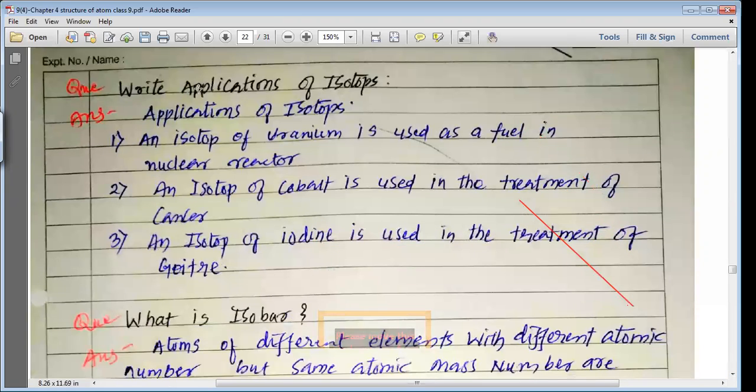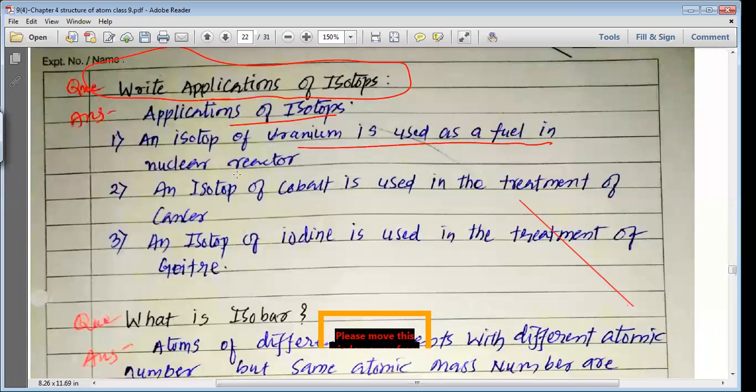The next question asks us to write the applications of the isotopes. So where do we use these isotopes? That is what we need to understand. So let us write the applications of the isotopes. Number one, an isotope of uranium is used as a fuel in the nuclear reactor. So please remember that an isotope of uranium is used as a fuel in the nuclear reactor. A nuclear reactor is like a factory or machine, the place where electricity is produced from nuclear energy. So please understand the meaning of nuclear reactor.